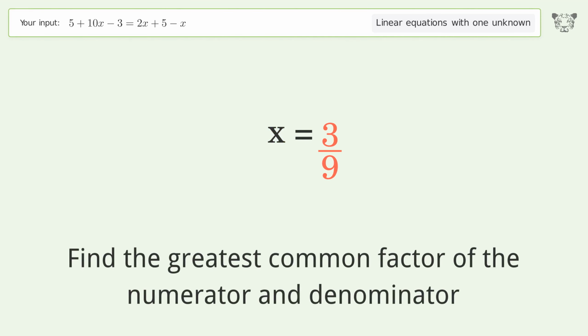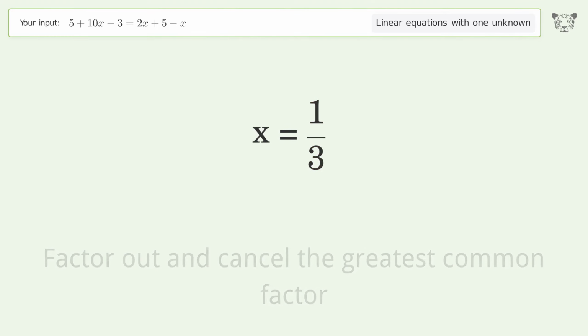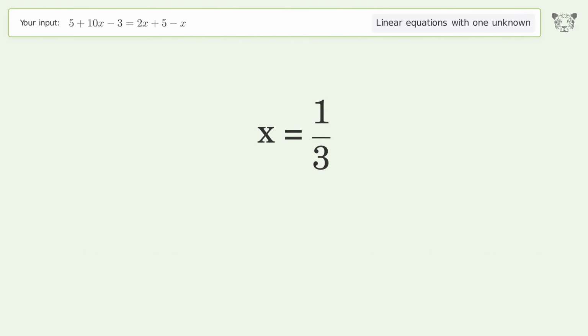Find the greatest common factor of the numerator and denominator. Factor out and cancel the greatest common factor. And so the final result is x equals 1 over 3.